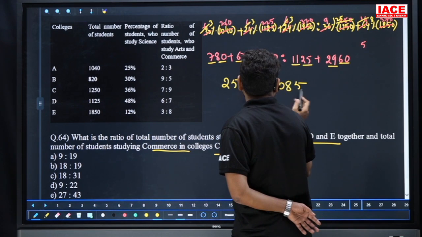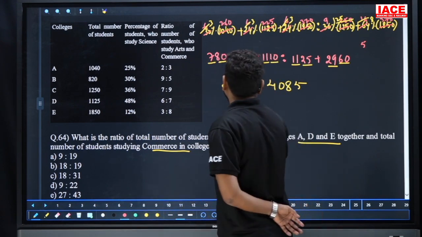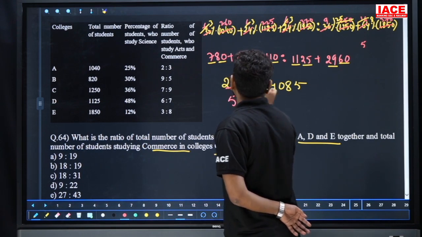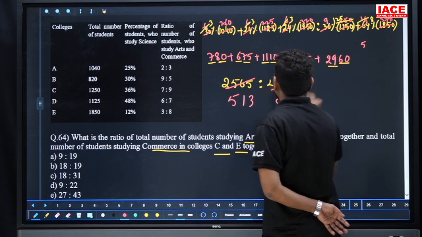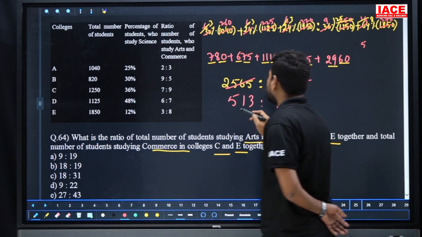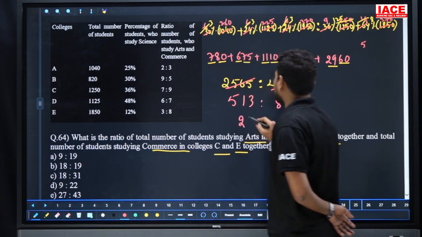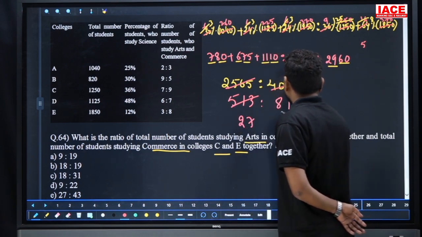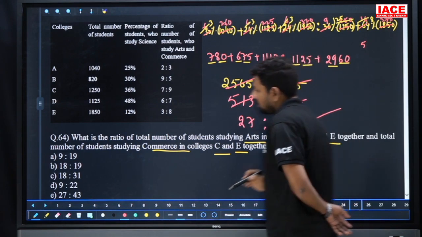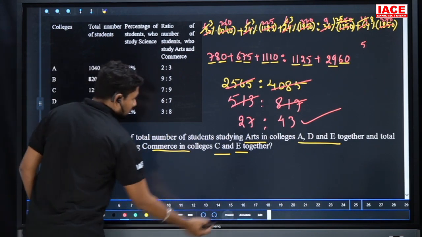so 2565 and 4085, again cancel with 5, so here 5 fives are and 5 ones are and 5 threes are, and next 5 eights are and 5 ones are and 5 sevens are. Again these two terms are cancelled with the 19 table, so calculate with 19, 19 twos are 38, remaining is 133, 19 sevens are. Again it is cancelled with 19, here 19 fours are and 19 threes are. Finally the ratio is, what is the ratio, 27 is to 43, the option is E here. And let's move on to the next question for the same data.